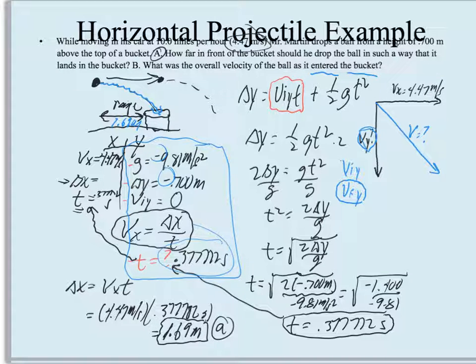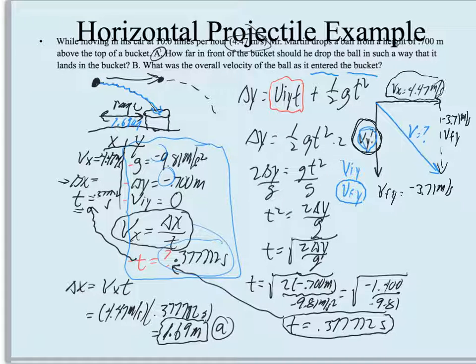All right, so our VFY was negative 3.7 meters per second. So again, we know this value is going to be the same as this opposite side. So this is negative 3.71 meters per second, and that's VFY. So if I know one side, and I know a second side, and I want to find the velocity overall, well, this is a Pythagorean theorem problem.